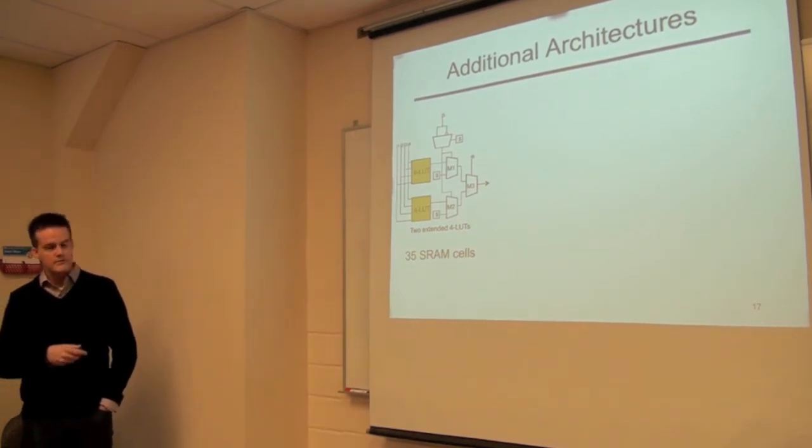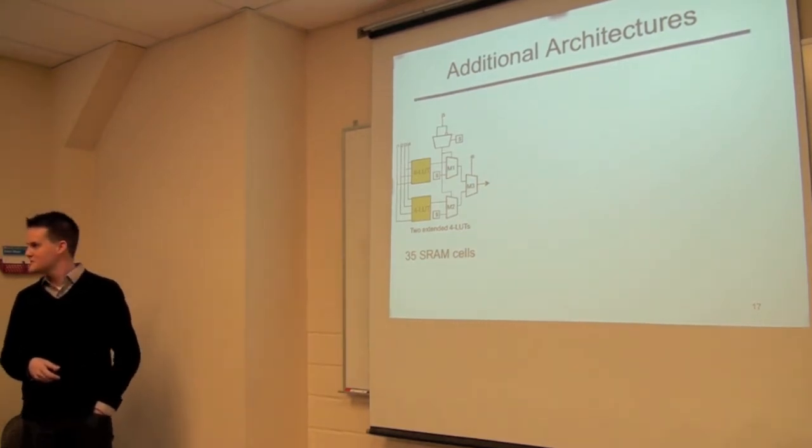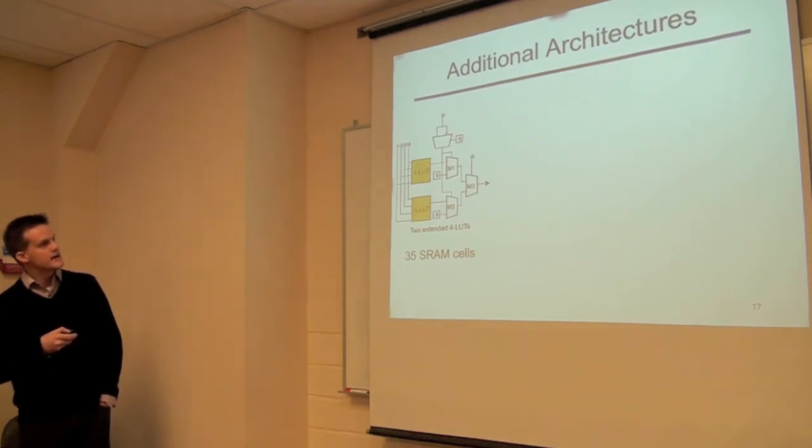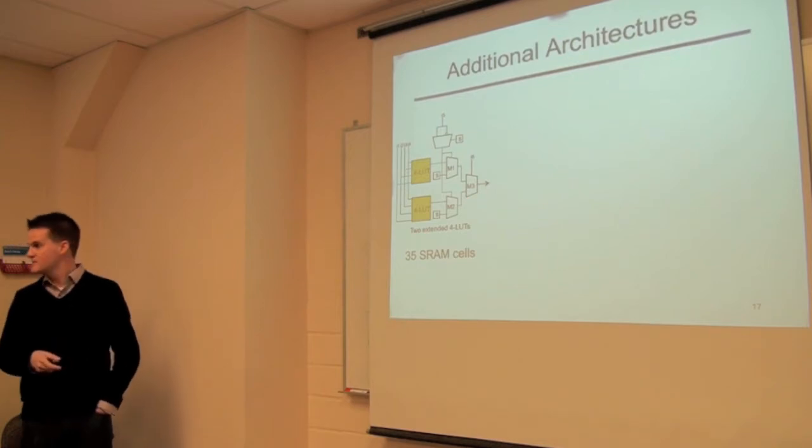One of them, shown right here, we called 2 extended 4 LUTs. And what you can see is here we have a 4 LUT, extended 4 LUT, and another 4 LUT, and then we have a mux between them at the end. All these are 6-input architectures.